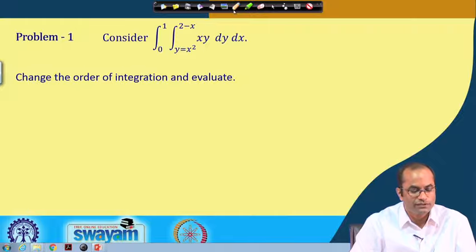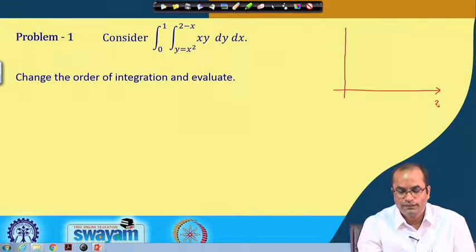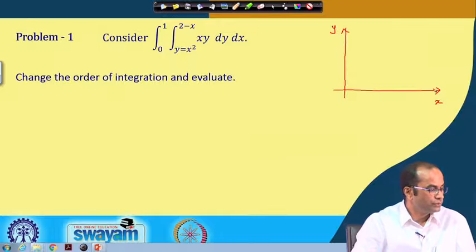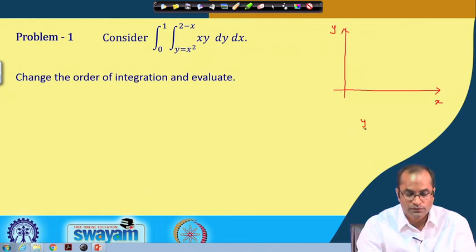So, again, to change the order of integration we have to sketch the domain here. So, in this case, what do we have? We have the x axis and the y axis there, and we want to now draw this. So, y goes from x square up to y is equal to 2 minus x. So, y is equal to x square is this parabola here.